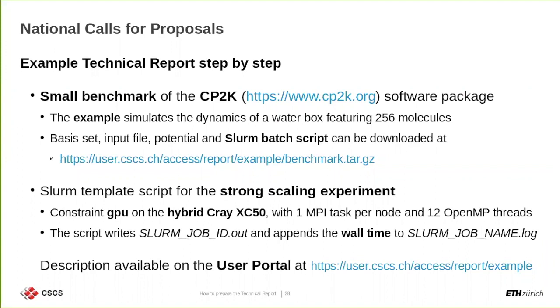In this script, there is the constraint GPU, which runs on the hybrid Cray XC50. We use one MPI task and 12 OpenMP threads. The script writes an output file with the Slurm job ID in the name, so it's easy to retrieve. It appends the wall time to a log file called slurmjobname.log. The full description is available at the link on the user portal that I provide here.